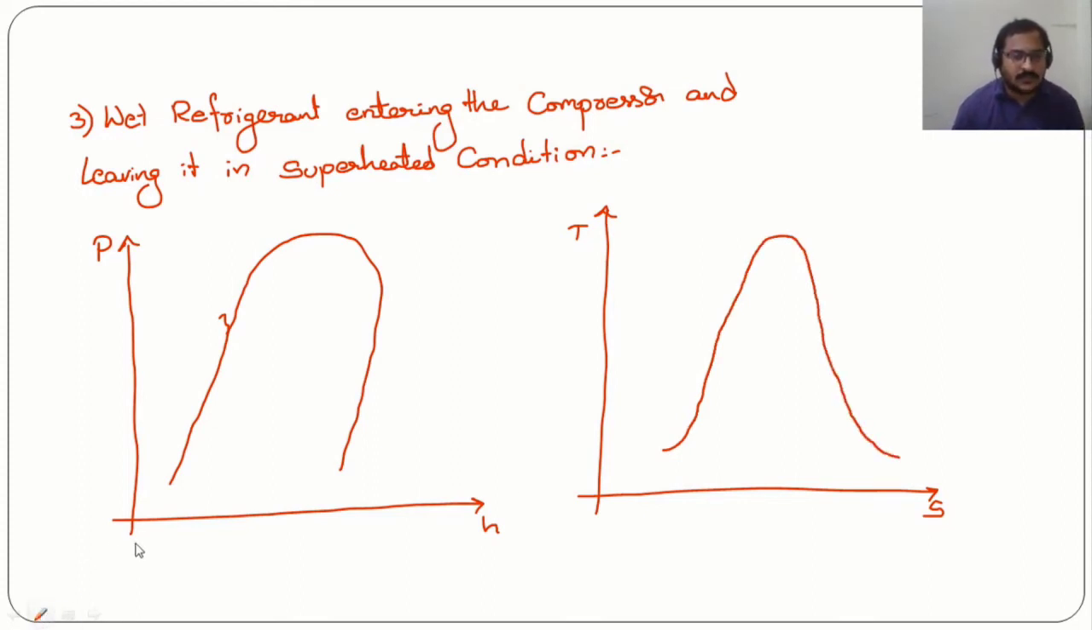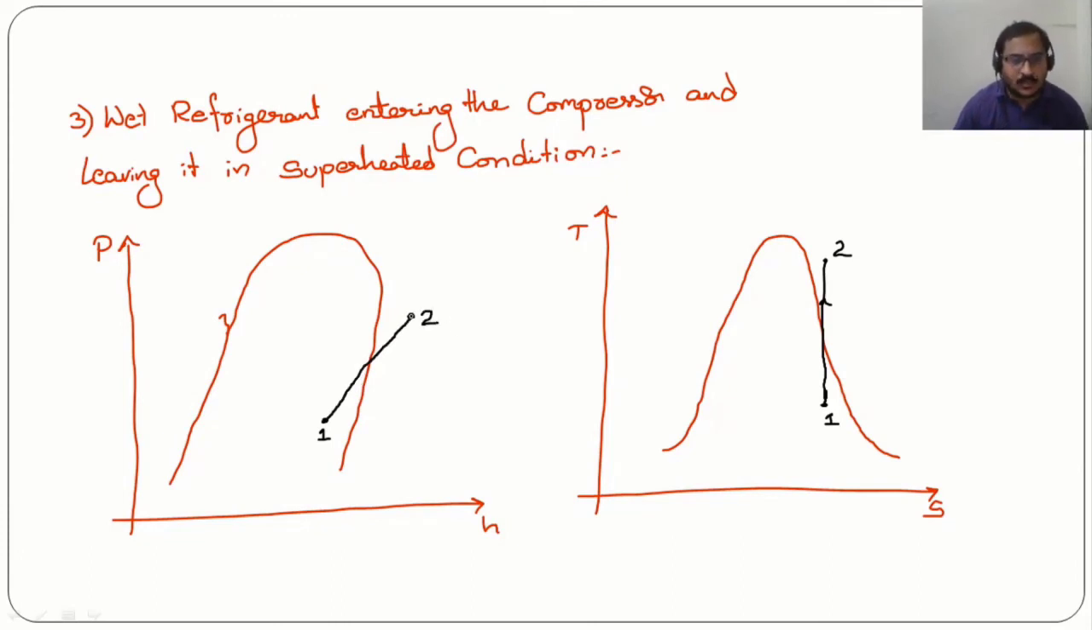Now wet refrigerant is entering into the compressor. So wet refrigerant is entering into the compressor means point 1 is here and point 1 is here. Process 1 to 2 is isentropic compression. So after compression, this is reaching superheated state, superheated condition. So point 2 is here. Then here 1 to 2 is isentropic compression, the pressure increases and at the same time enthalpy increases during compression.